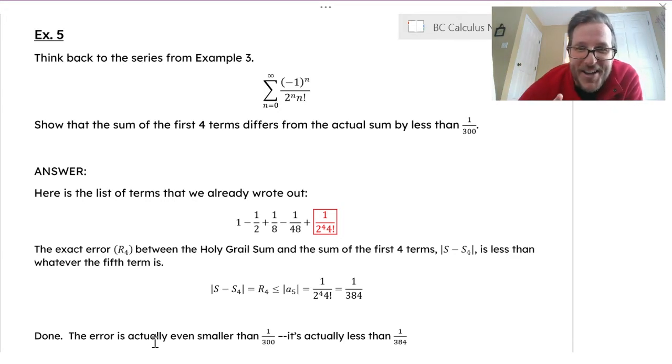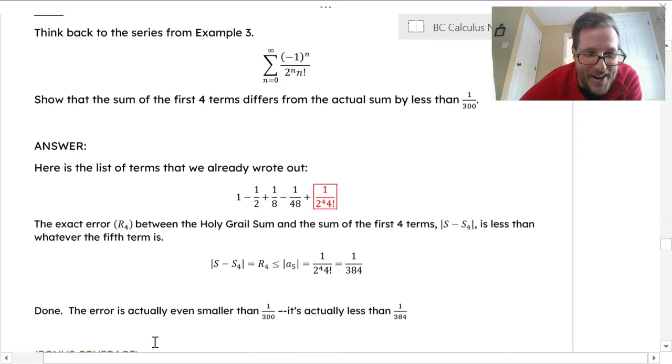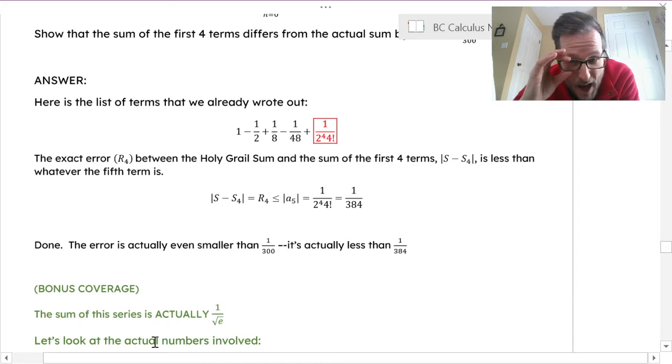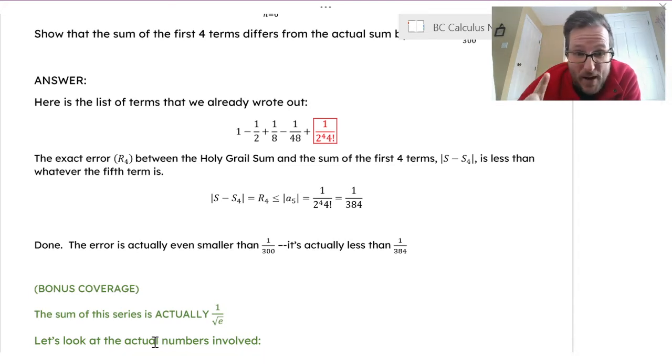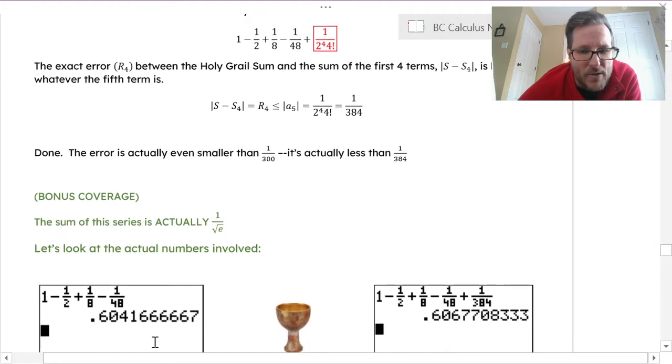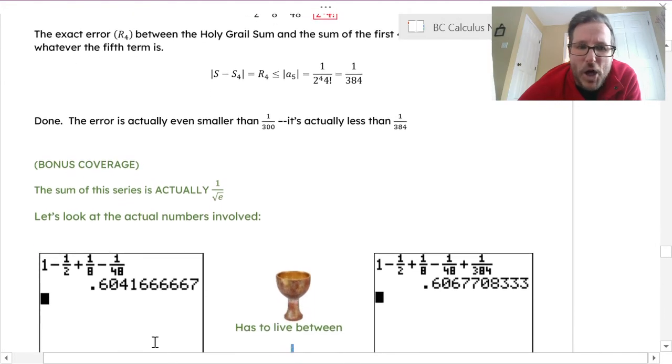Now, here is what's going to blow your mind. It's going to be crazy right here. Check this out. I know, because I am a minor math deity, that the sum of that alternating series is 1 over the square root of e. It just is. Duh. Let's see what is going on. So here are some screen captures of using my calculator.